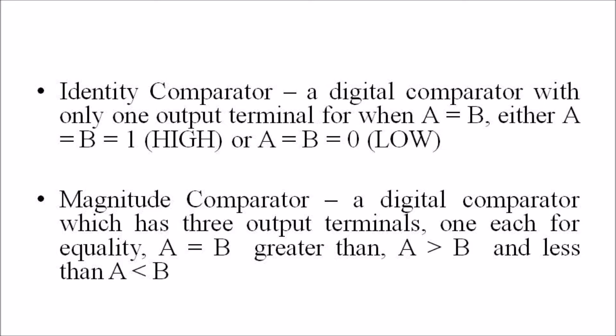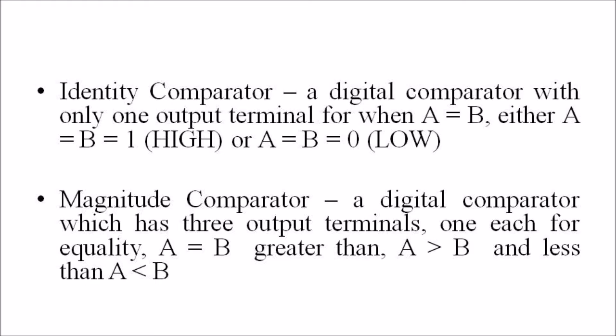In the case of an identity comparator, it is a digital comparator with only one output terminal for when A is equal to B: either A equals B is equal to high or 1, or A equals B is equal to 0 or low. When it comes to a magnitude comparator, it is a digital comparator which has three output terminals, one each for equality, that is A is equal to B, greater than, that is A greater than B, and lesser than, that is A less than B.